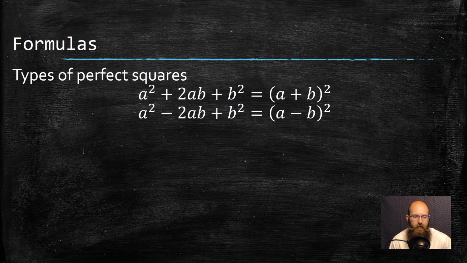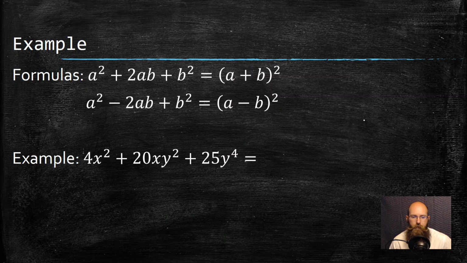Now, let's look at types of perfect squares. I have one where I'm adding and one where I'm subtracting. But a lot of this formula, you'll notice, is very much like a classic trinomial. So let's do some examples here. First off, which formula is this one going to be like? Number 1 or number 2?